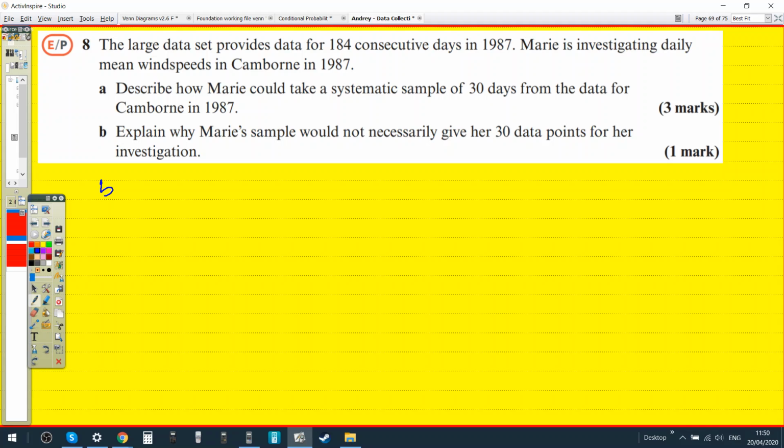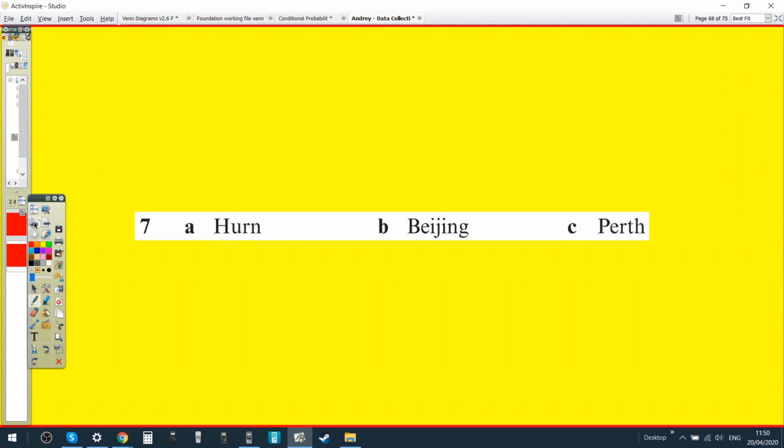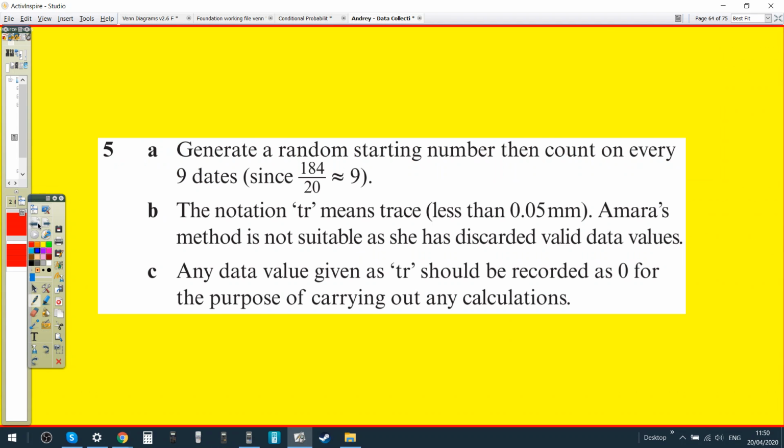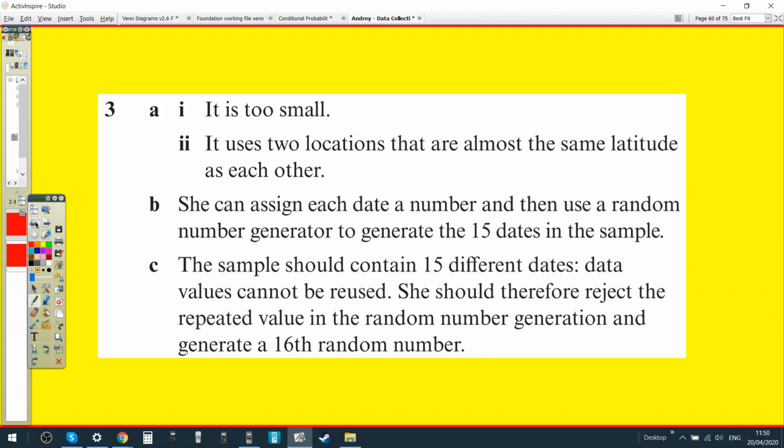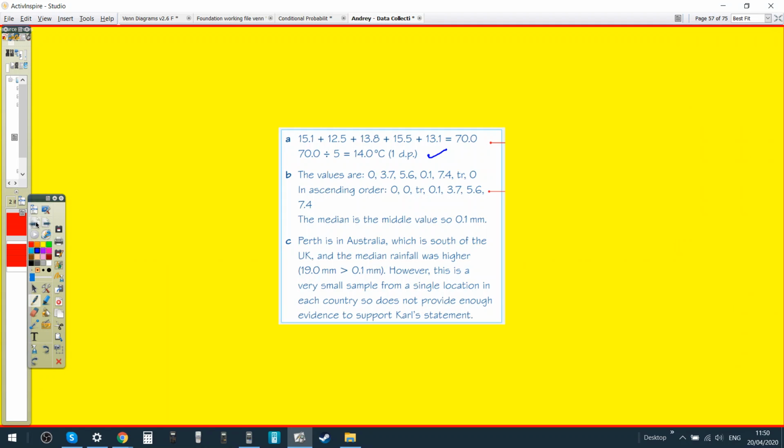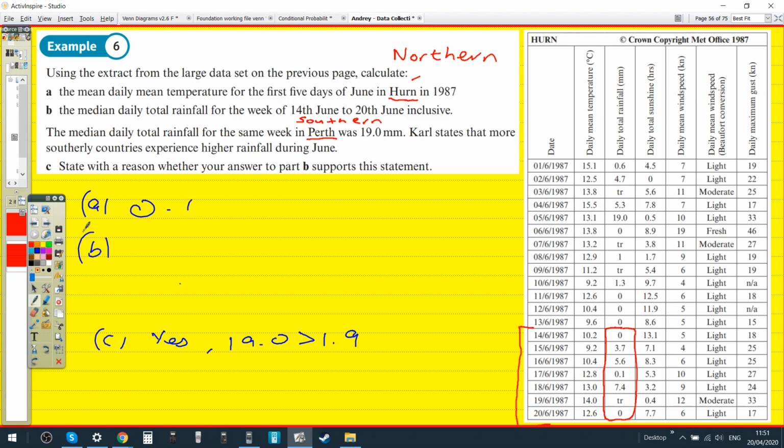Is it because she's not measuring the entire year? No. If she's taking a sample of 30 from those 184 days, why might she not get 30 days? Oh, is it because maybe for the 184 consecutive days it might not be windy all the time? Yeah, and how is that reflected in the data?